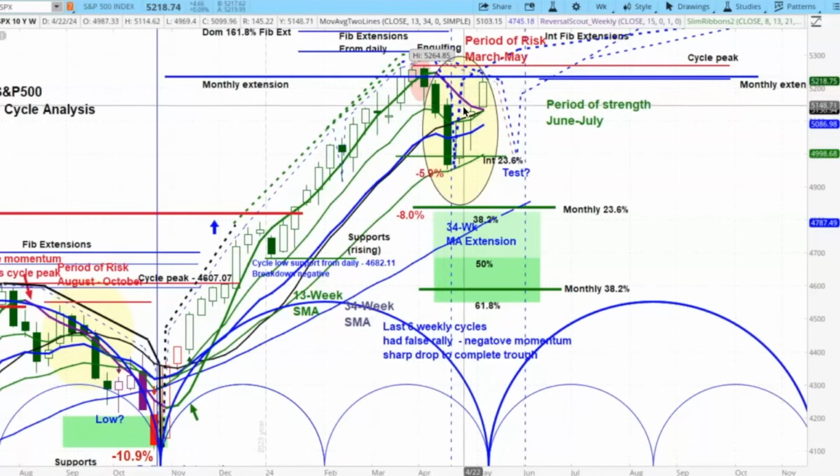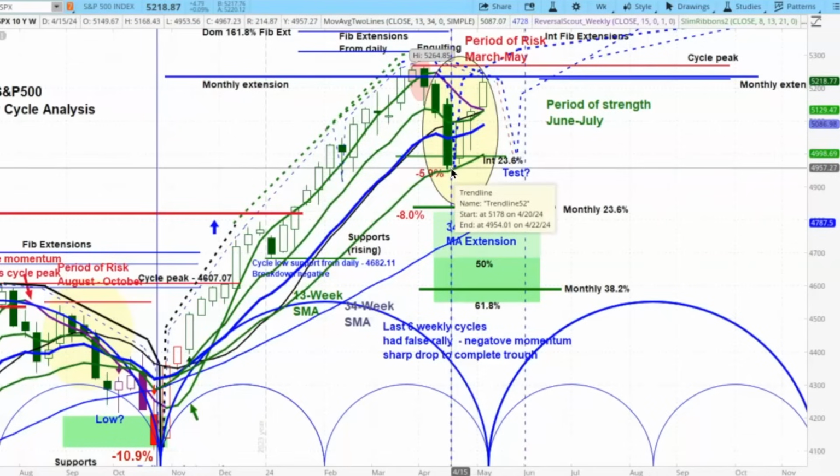Reversal scout is more sensitive, and we tend to use that on our weekly charts because that gives us a good handle on the cycle periods. We can see that as it moves. So this low right over here really looks like the low that we were looking for.